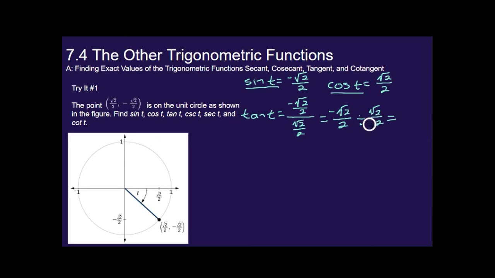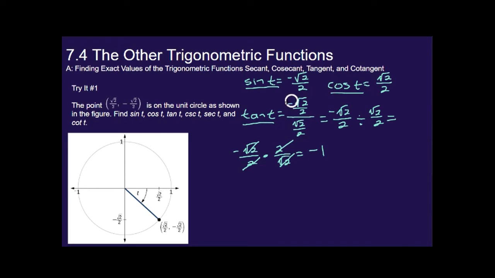And then, because I'm dividing by a fraction, I'm going to rewrite as a multiplication problem. Negative square root of 2 over 2 times the reciprocal, which is 2 over the square root of 2. Ooh, I like the way this is looking because I can cancel out this 2 and this 2. And I can also cancel out this square root of 2 and this square root of 2. And all I'm left with is negative 1. So the tangent of t for this angle is negative 1.